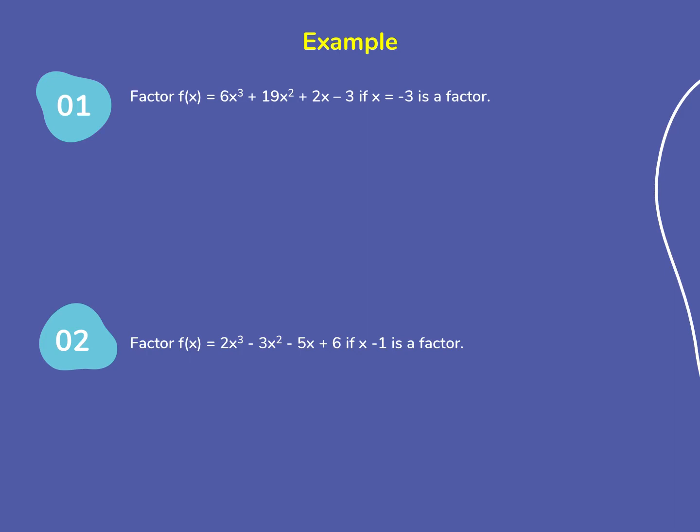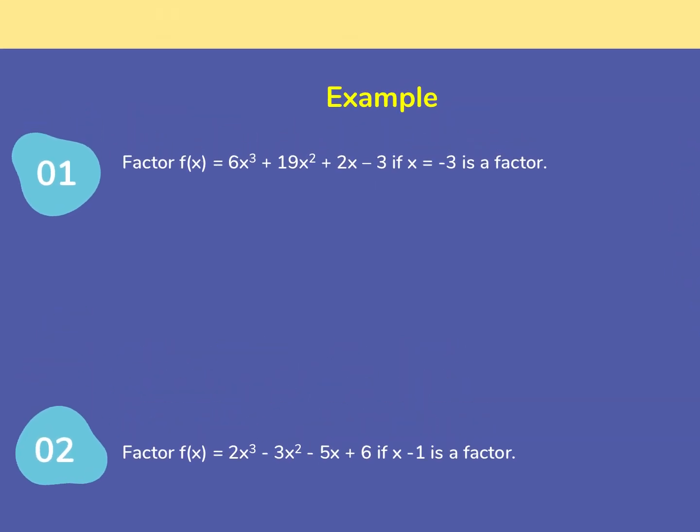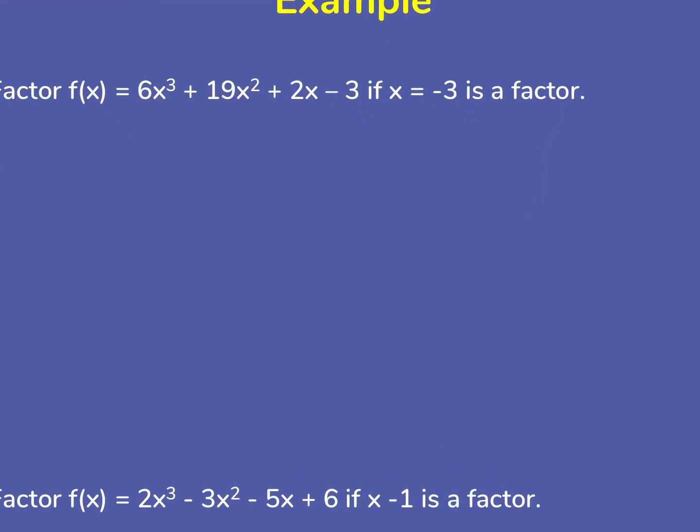So it says factor f of x equals 6x to the third plus 19x squared plus 2x minus 3 if x minus 3 is a factor. So I need this in complete factored form is the goal, and it's giving me one of the factors. Now here's what you want to pay attention to. What's the highest exponent on my original question? The exponent. 3, right? So how many parentheses should be there if it's completely factored? 3. There should be 3 factors, which means there's 3 parentheses.